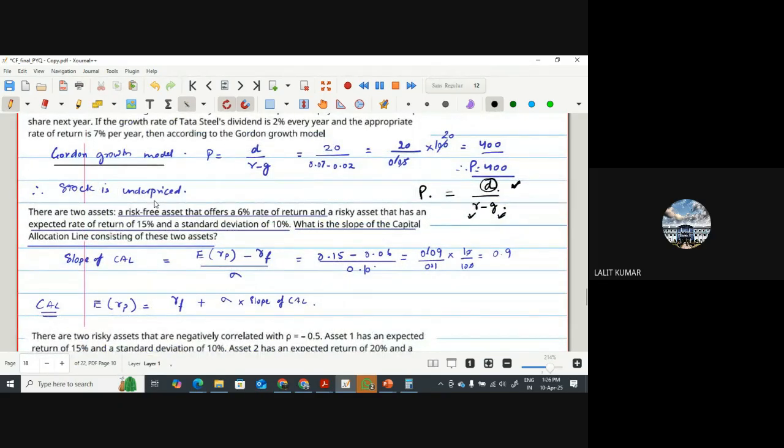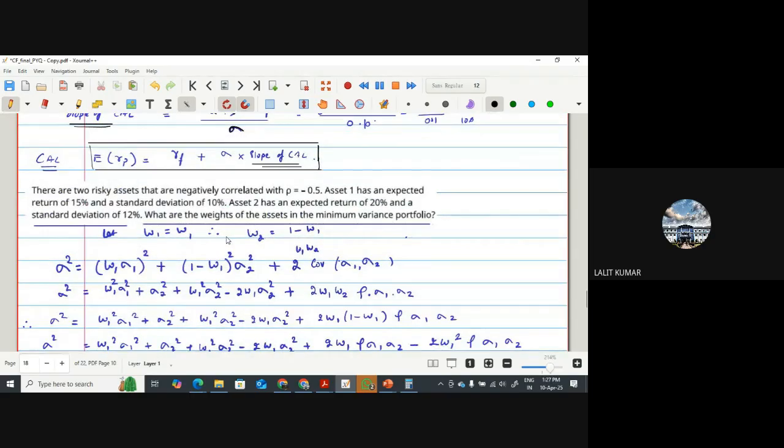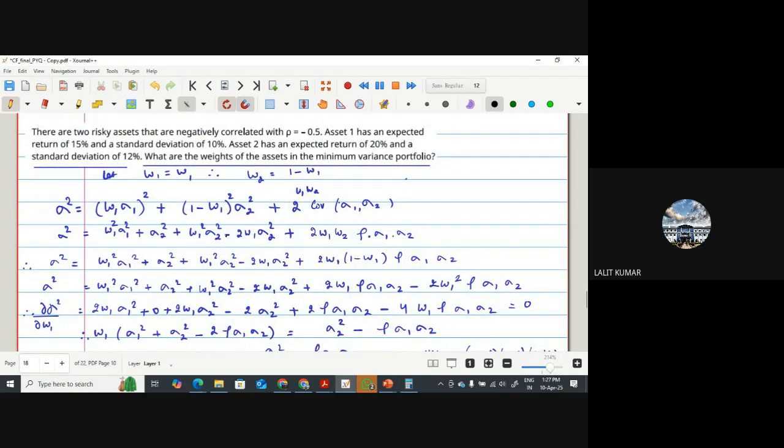And then the formula is the capital allocation line. For the capital allocation line, the slope is given by the expected rate minus the risk-free rate divided by the standard deviation. So this is the CAL line, and the formula is this: expected rate is equal to RF plus standard deviation into slope of CAL. And this is a question again from quiz 2.